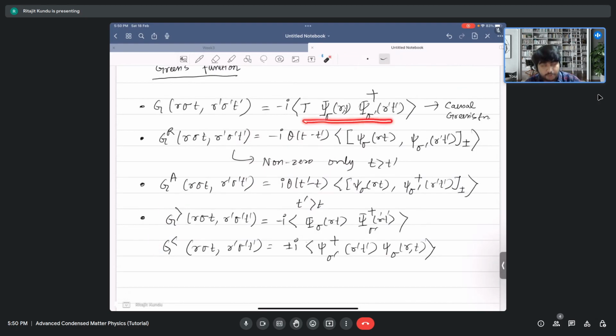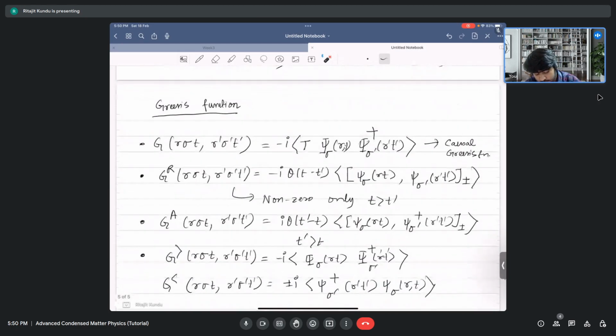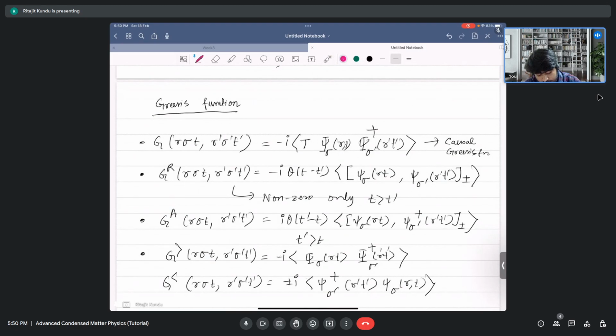If you expand this time ordered product, you can expand this out. This will give you basically two terms: minus i, and then two terms, which are theta(t minus t prime) psi sigma r t, and there will be another term, theta(t prime minus t) psi sigma prime, sigma r t, and there can be a plus or minus.